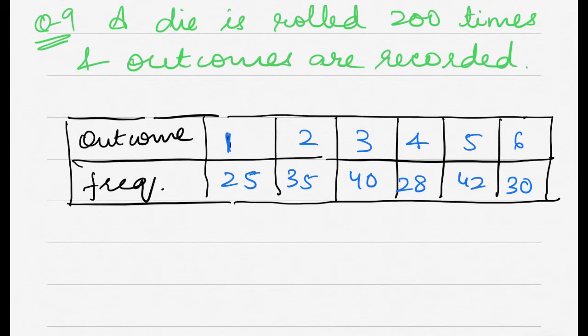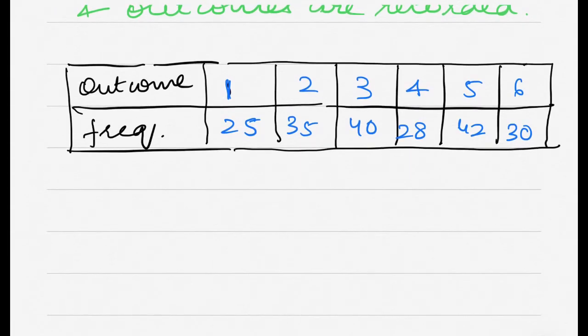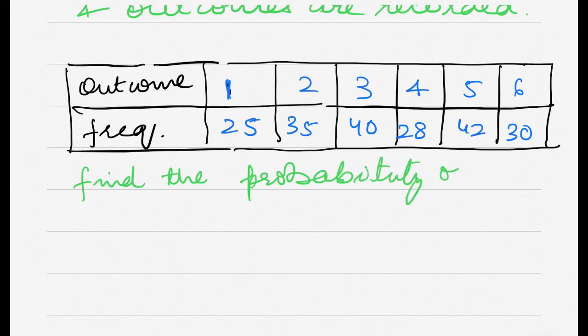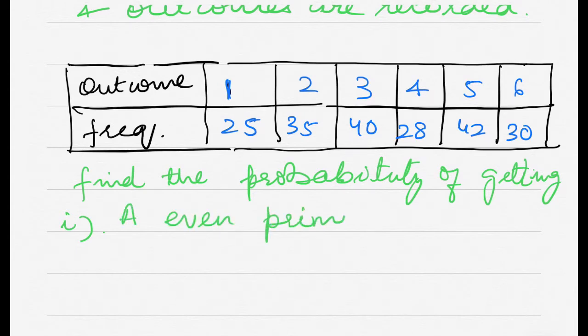I'm just adding all these frequencies to check that it is 200 times only. 25 and 35 is 60, plus 40 is 100, 170, 198, 200. Okay, so 200 is there. So now the question is, find the probability of getting, first, an even prime, and second, a multiple of 3.